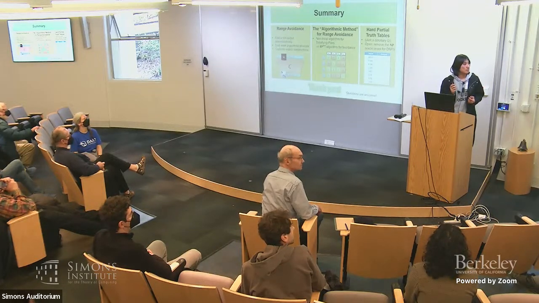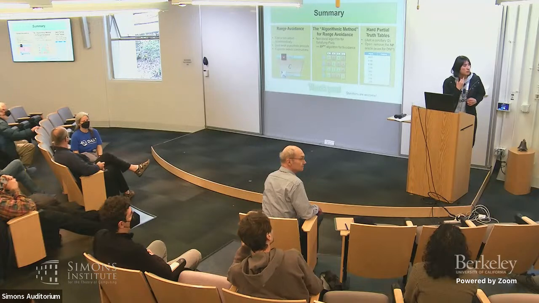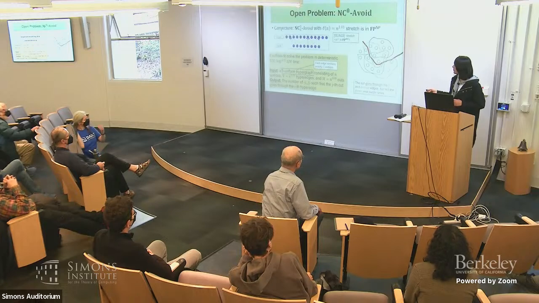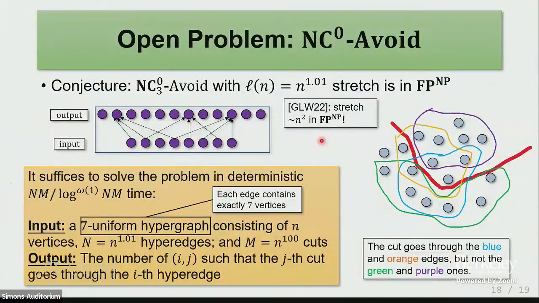On this slide, if you solve NC03 avoid for stretch n to the 1.01, does it imply any explicit constructions for n to the 1.01? I don't know. It's just out of curiosity. Actually, many explicit constructions reduce to range avoidance, but only in the small stretch regime. It's a very nice research question: can you solve it in the small stretch regime?